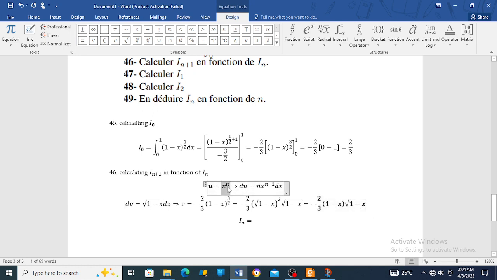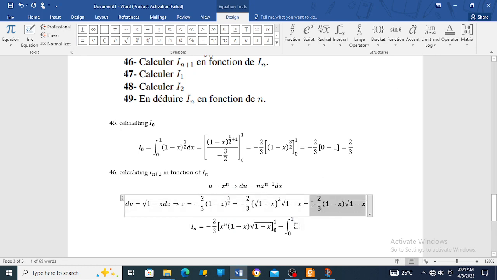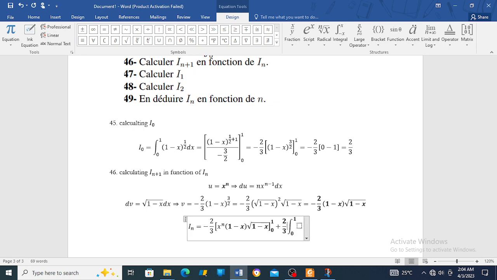So let me highlight with this. So uv, so we have x to the n times, we just put a negative 2 on 3 outside here, then we multiply it with all of this. So we have this. Now from 0 to 1, don't forget the limits, minus the integral from 0 to 1 of v du. This is v, right? And this negative 2 on 3 is a constant. It multiplies with this negative here to give us positive 2 on 3.